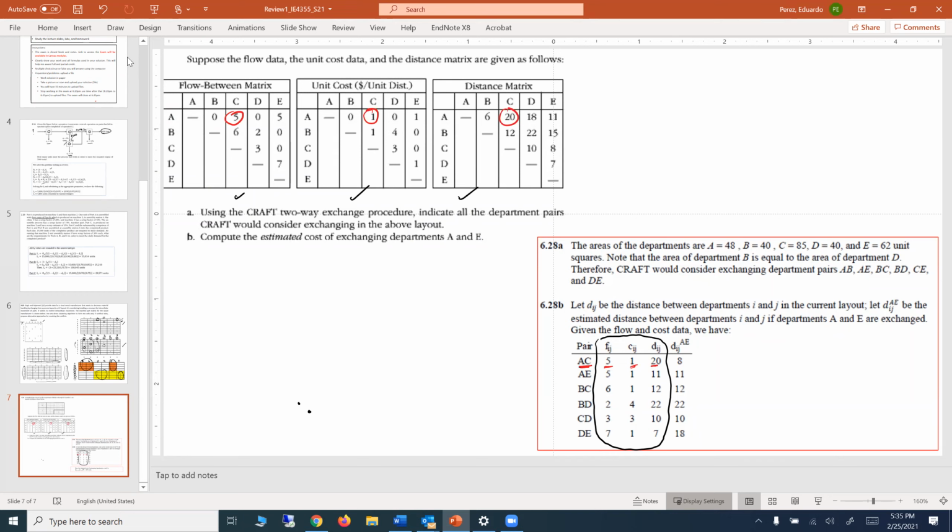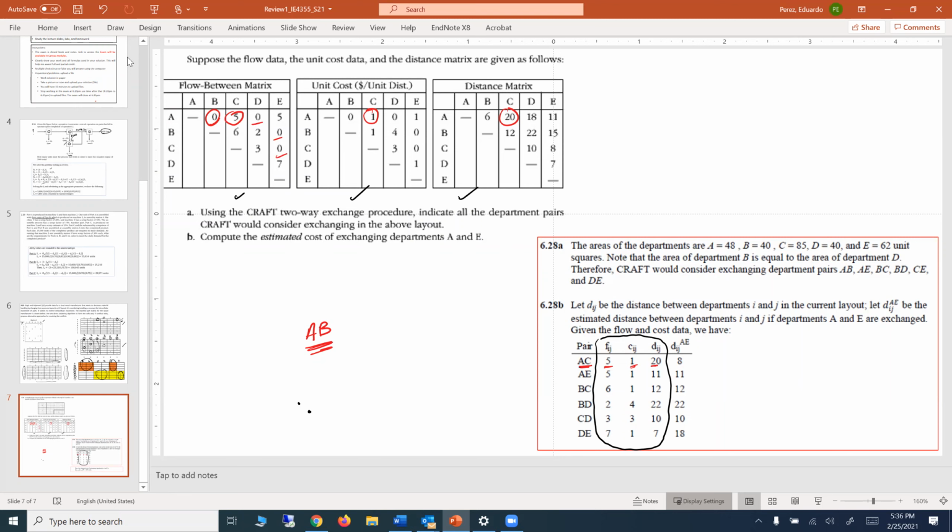I'm skipping AB. The reason I'm skipping AB is because there's no flow between them. So it's not going to impact my cost. So I went straight to AC. All right, so if you have no flow, you don't have to consider that for the cost. So that's why AD is not there. BE is not there, and CE is not there because they have zero cost, 0, 0, 0.